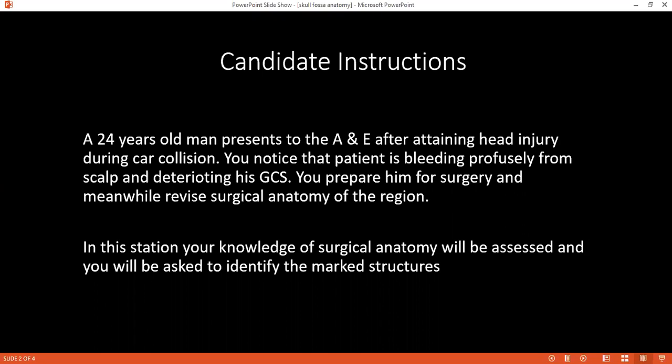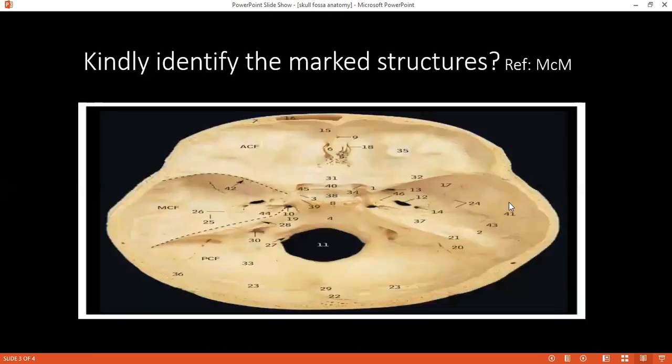Right, so if you've read and understood the clinical examination statement, can you please tell me what you are looking at? This is the base of the skull. Yes. How would you divide the base of the skull? I will divide it according to anterior cranial fossa, middle cranial fossa, and the posterior cranial fossa.